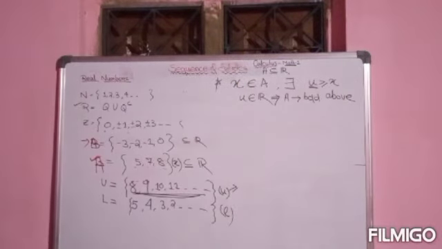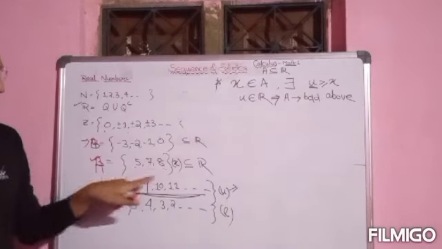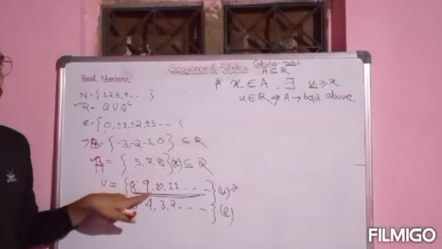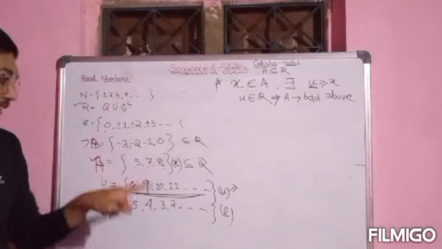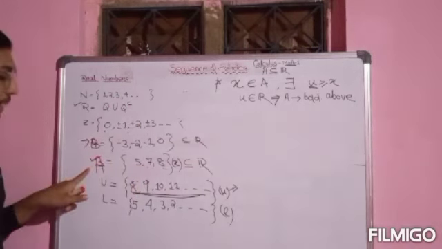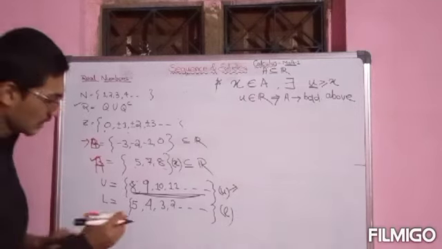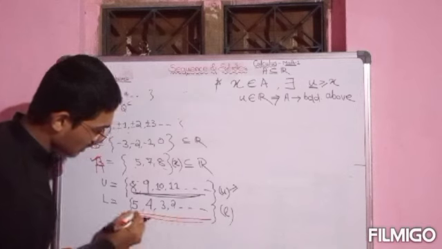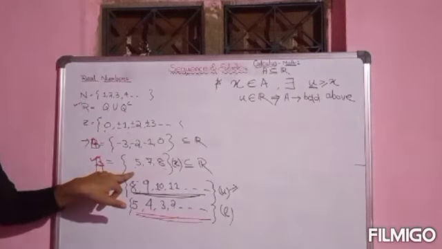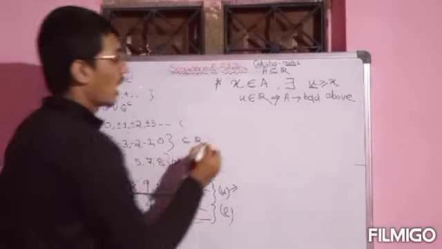Clear? So my set is 5, 7, 8. I can find numbers like 8, 9, 10, 11, 12 which are greater than or equal to every number of this set. So my set A is bounded above. Similarly, if you find such numbers which are less than or equal to every element of this set, then I will call it bounded below.